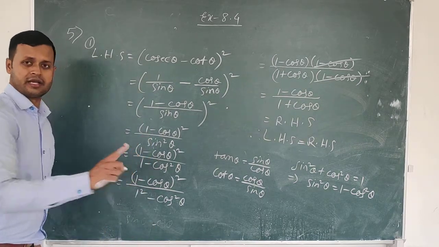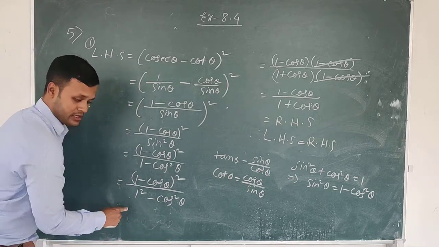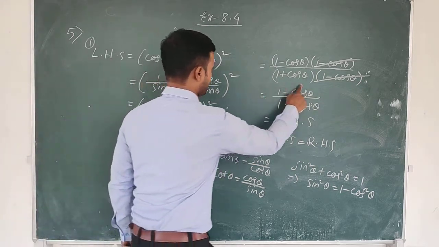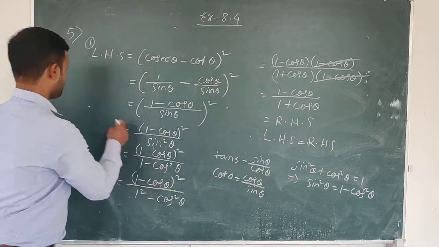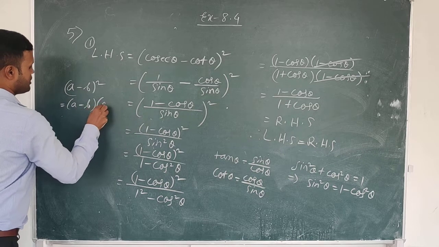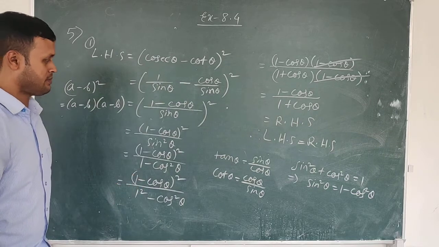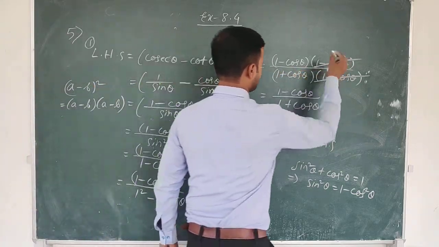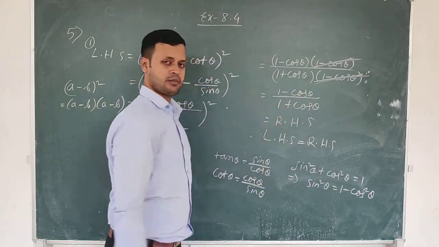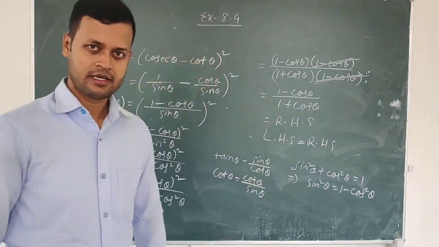So in place of 1, I can write 1 square, isn't it? So a square minus b square. The denominator you see is becoming a square minus b square, which you can write as a plus b into a minus b. And above, a minus b whole square, you can write a minus b into a minus b. So 1 minus cos theta whole square, we can write 1 minus cos theta into 1 minus cos theta. 1 minus cos theta and 1 minus cos theta cancel, so what will remain? 1 minus cos theta by 1 plus cos theta. That is equal to RHS. Therefore, LHS is equal to RHS. Is it okay?